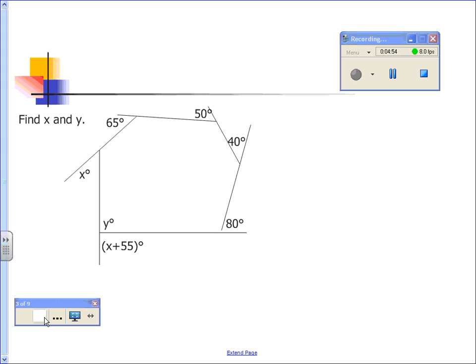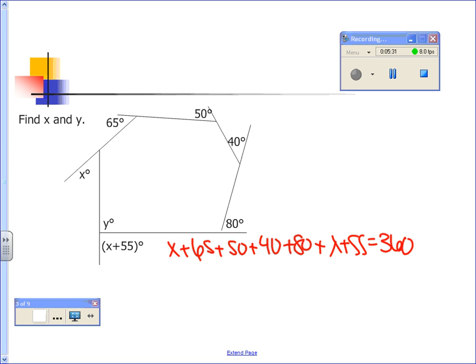Okay. So we want to find the value of x and y. What is this angle right here? Exterior, exterior, exterior. And what do we know about our exterior angles? They all add up to 360. So x plus 65 plus 50 plus 40 plus 8 all adds up to 360.